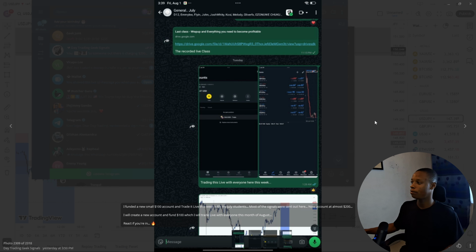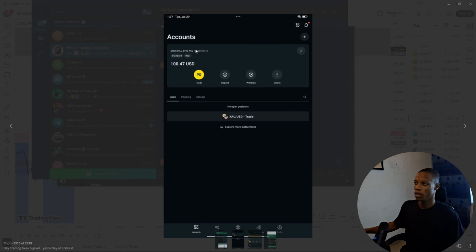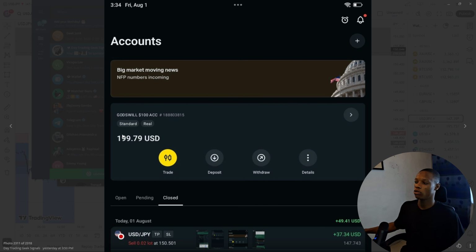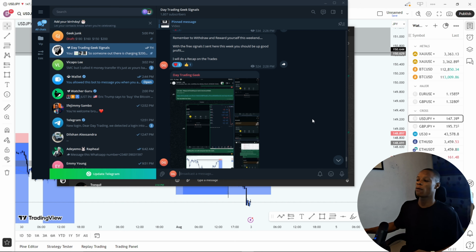This was the account right here. You can see the same account login ID, $100, $104.7. That was the deposit I made right there, and the account was now at $199.79, roughly $200. Right, this was the USD JPY that we took. It made over $50, like 1:5, almost $50 profit. You can see that, but we lost Euro USD that very day. Then I'm going to start up another challenge now.